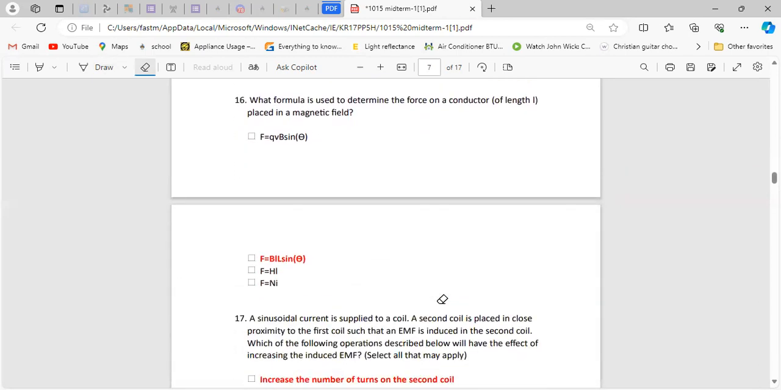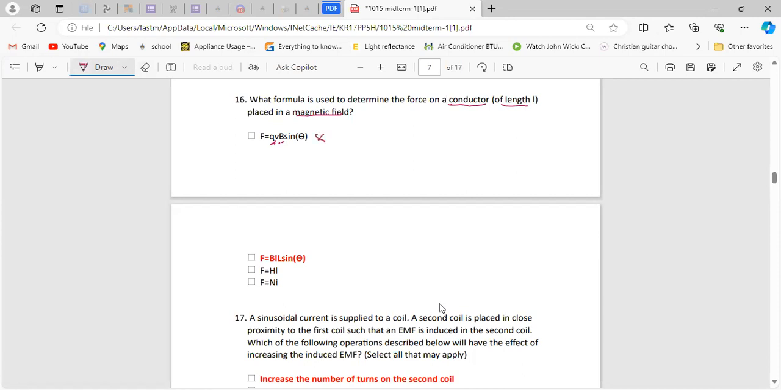All right. Which formula gives the force on a conductor of length L in a magnetic field? F is equal to QvB. Q is, I believe, a charge, v is the velocity, B is the flux density. So that's basically the force on a particle in a magnetic field. So this has nothing to do with the conductor.